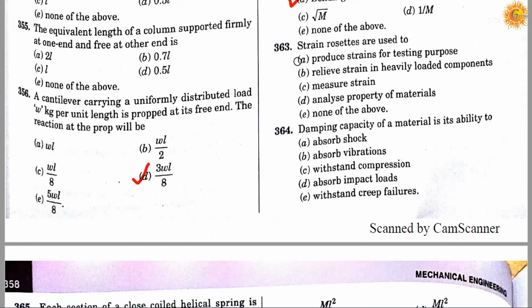Question number 363. Strain rosettes are used to: option A, produce strain for testing purposes; option B, relieve strain in heavily loaded components; option C, measure strains; option D, analyze properties of materials; and option E, none of the above. The correct answer is C, they are used to measure strain.